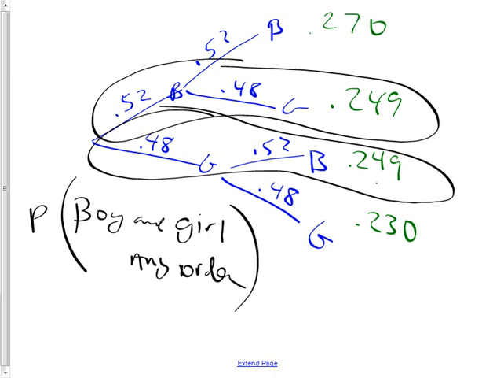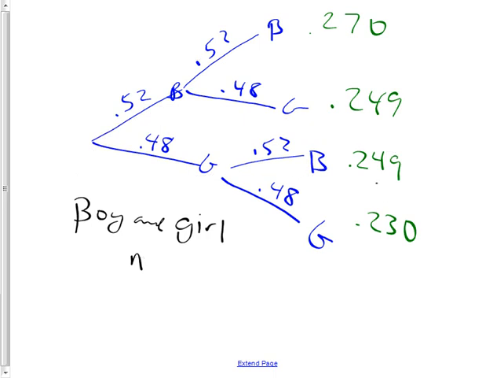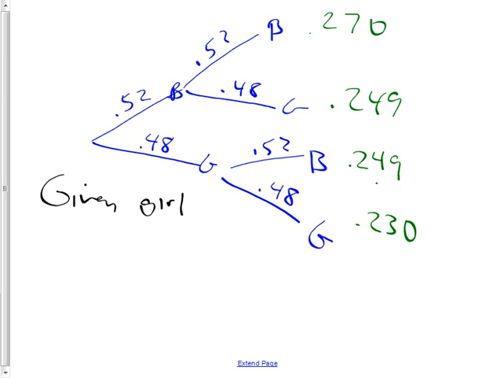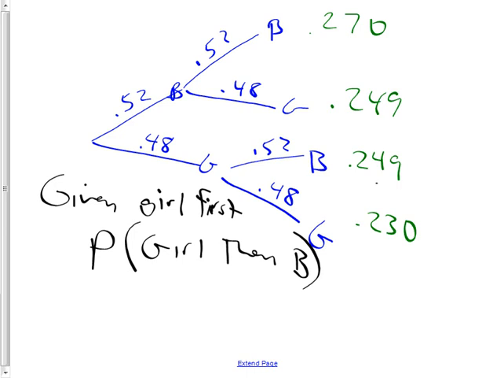All right, so now here's the harder kind. That might actually be hard. Try it. Given that you have a girl first, what's the probability that you'll have a girl then boy? Given that you have a girl first, what's the probability you'll have a girl then a boy?